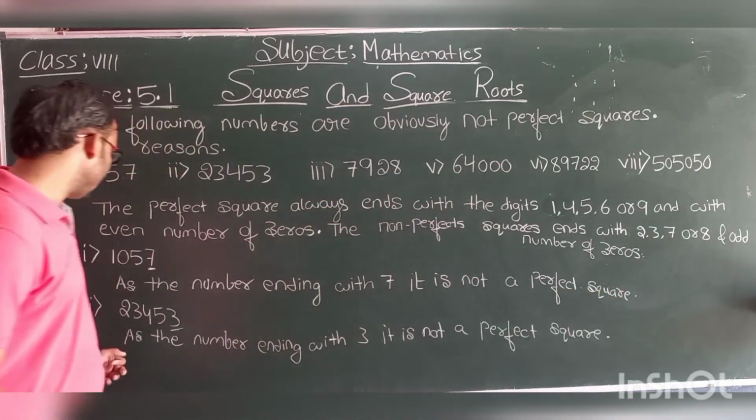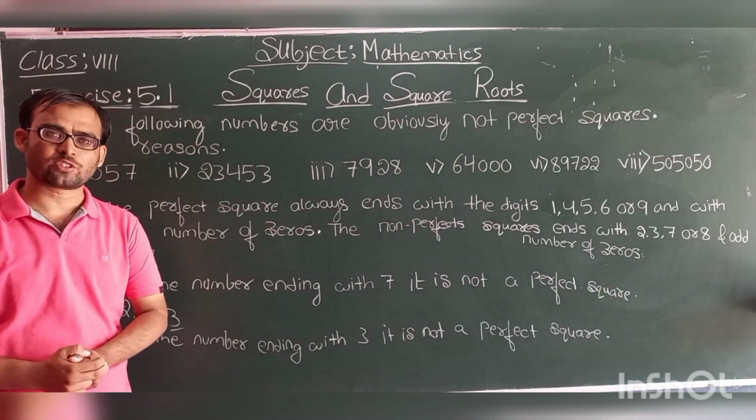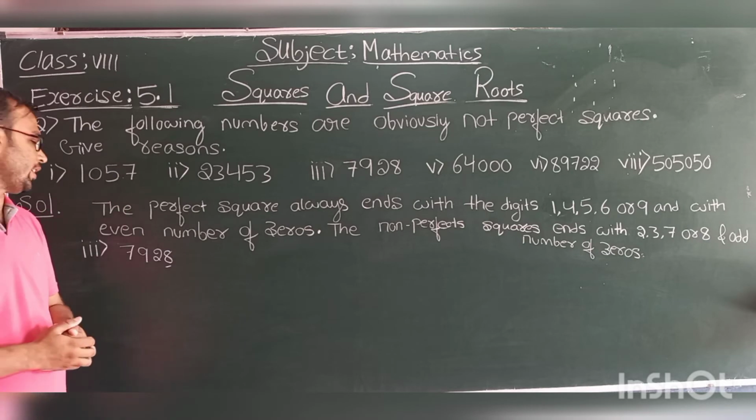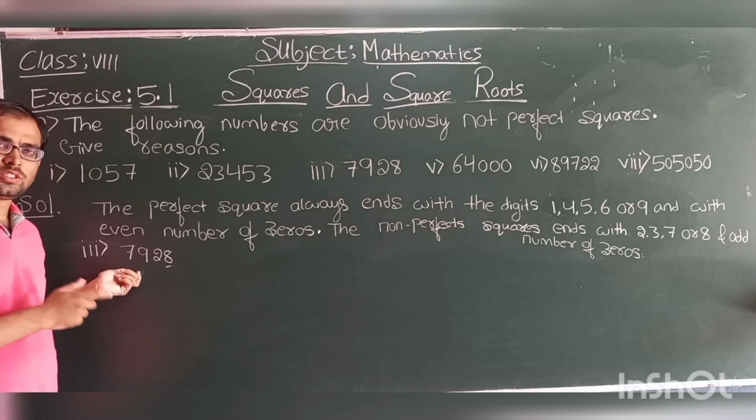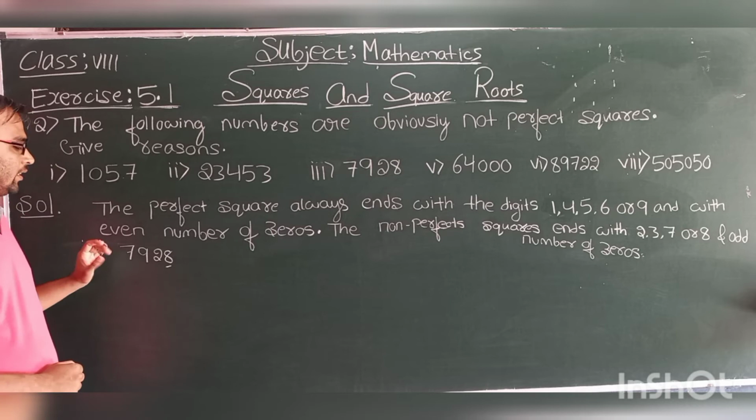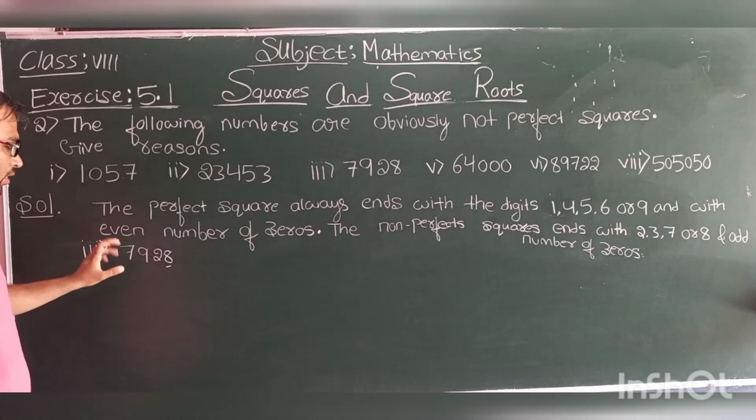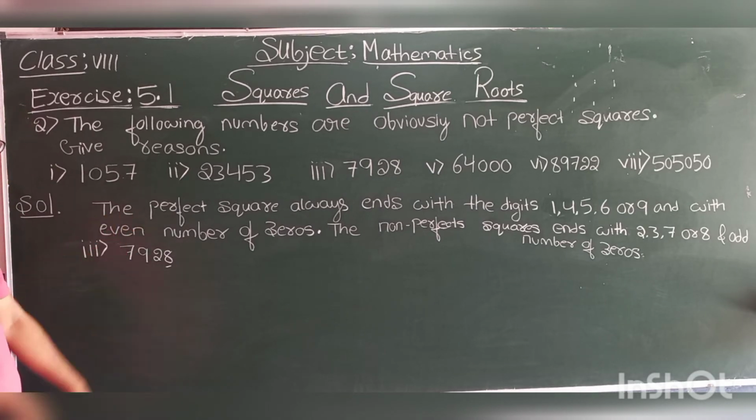Okay, students, as this number is ending with 3, it is not a perfect square. Students, now we solve third question. Okay, so what have they given? 7,928. This is not a perfect square. Okay, this is also not a perfect square and we need to give the reasons.